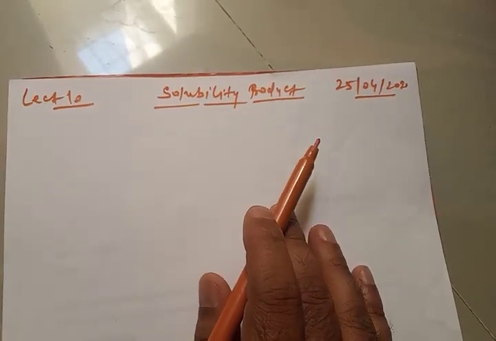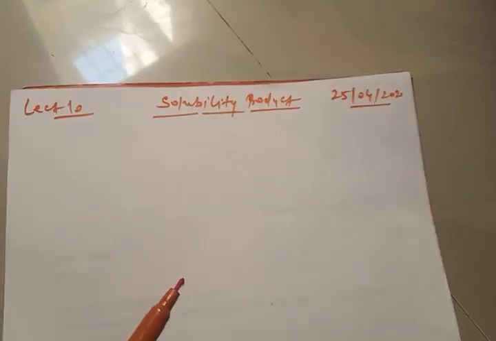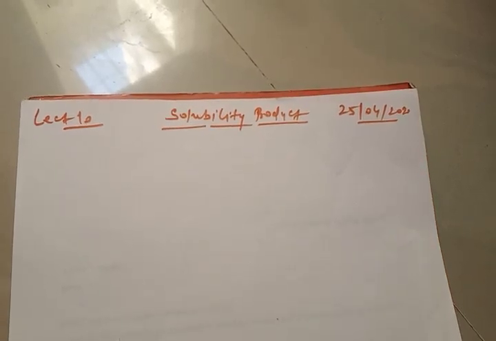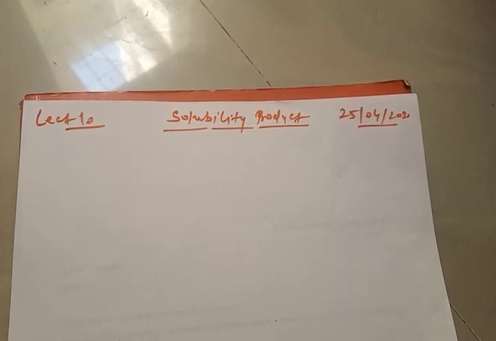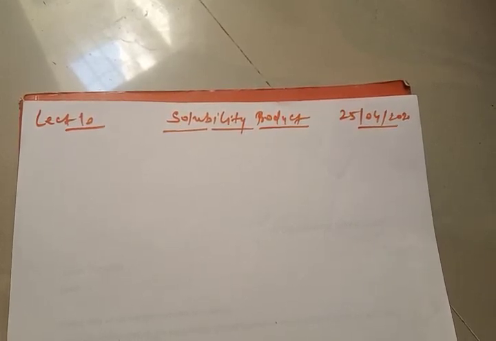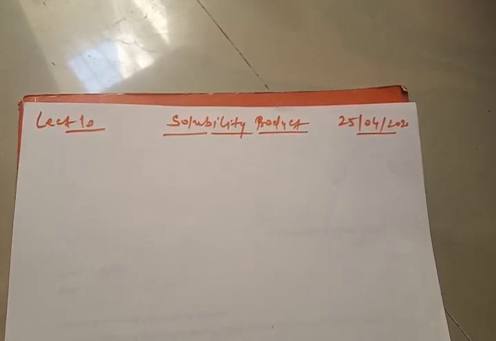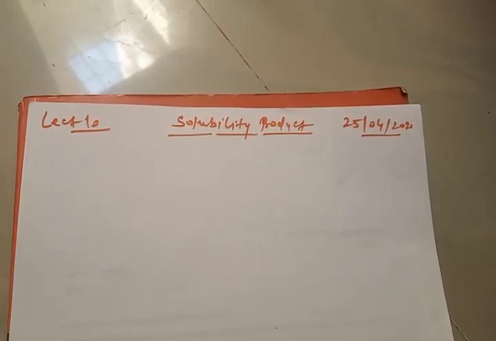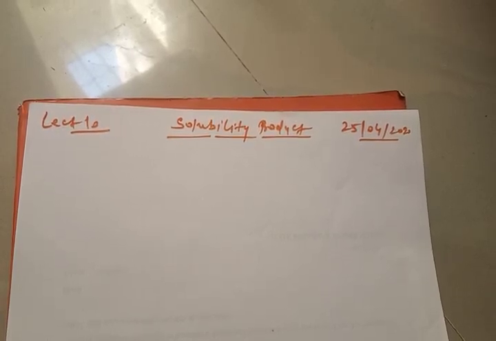And the topic of the discussion is solubility product. As you know, in the last lecture we discussed two applications of the EMF of the cell. One is the calculation of the transport number of a given ion, and the second one was the calculation of the valency of the ion. And this one is the third application. So this is how we will find the solubility product.